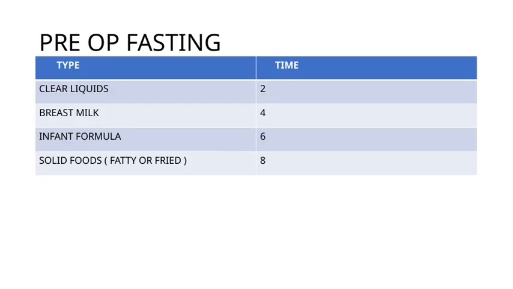Let's take a look at the pre-op fasting guidelines. As you can see, different types of intake require different fasting times before surgery. For clear liquids, the recommended fasting period is about 2 hours. This includes water, tea, or coffee without milk. Moving on to breast milk, which is more complex, the fasting time extends to about 4 hours. Infant formula requires around 6 hours.